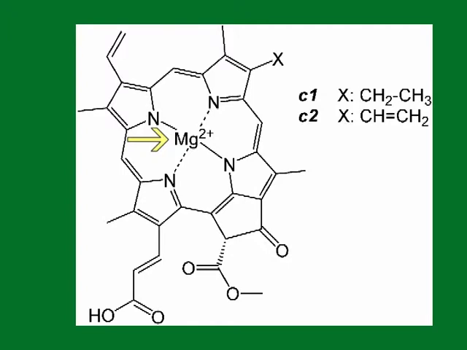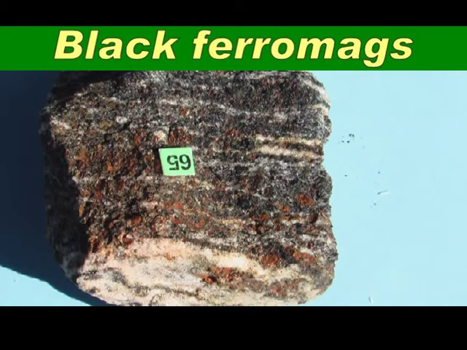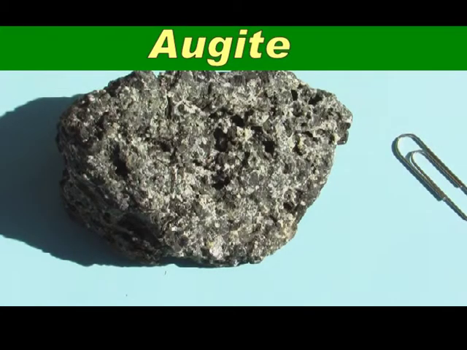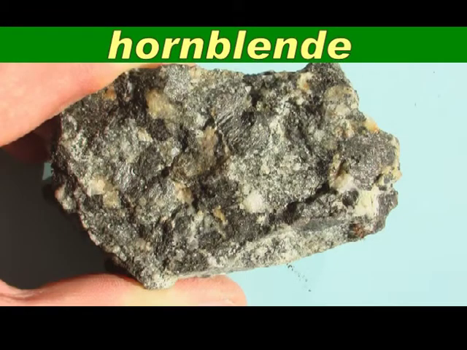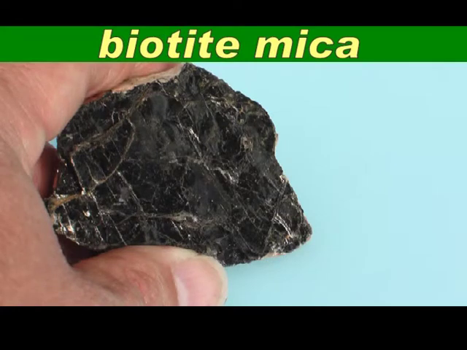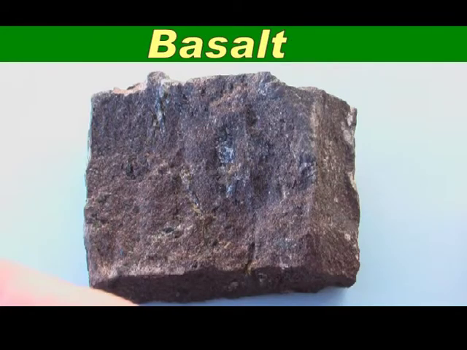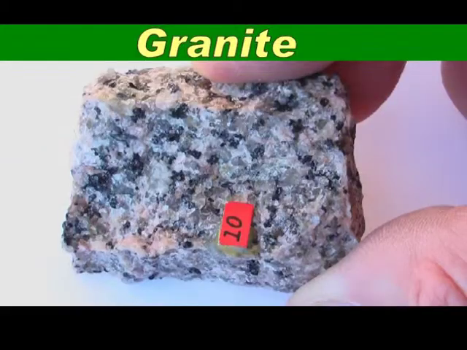At the centre of the chlorophyll molecule is magnesium. Magnesium is found in black minerals that also contain iron. Geologists call these black minerals ferromagnesian minerals. They are common in igneous and metamorphic rocks and include augite, hornblende and biotite mica. So if you want to pick up good farming rocks, choose basalt or granite or other igneous rocks.